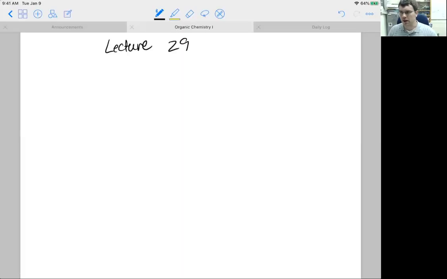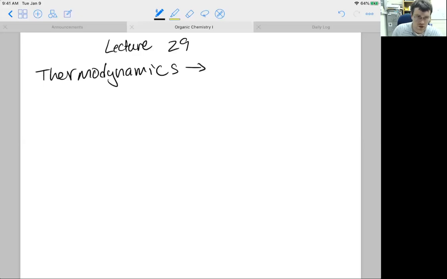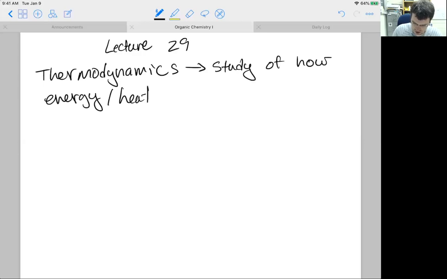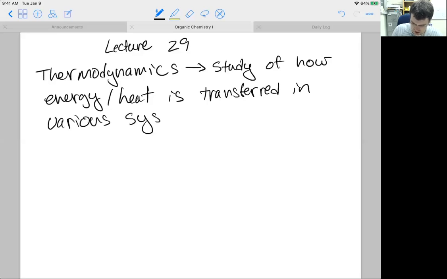Okay, so what I want to talk about to start is the idea of a huge branch of science called thermodynamics. Thermodynamics is the study of how energy/heat is transferred in various systems. This is a really beautiful branch of science.